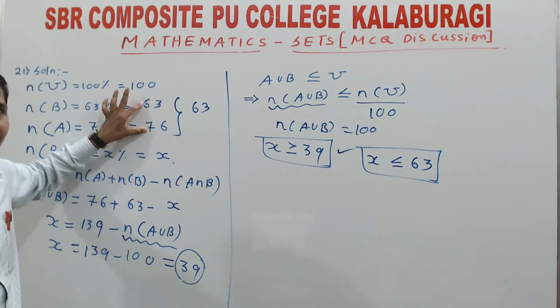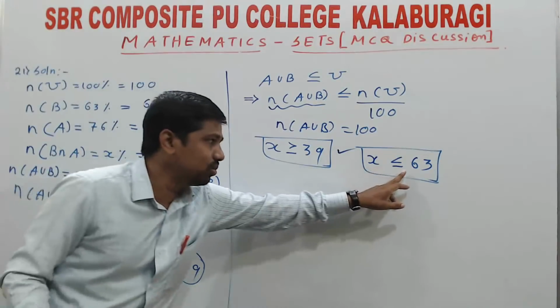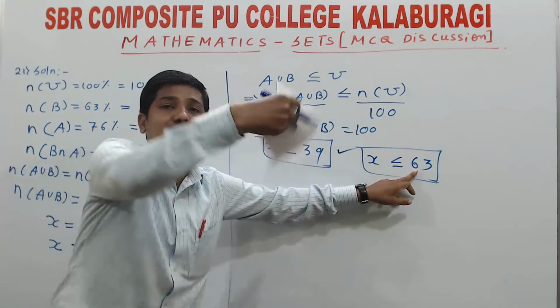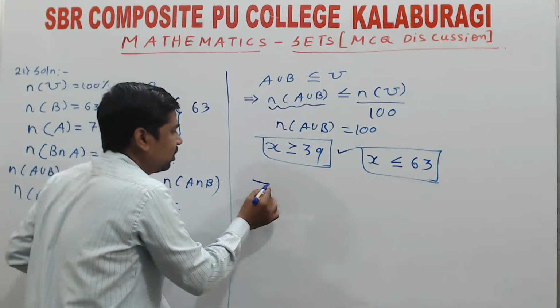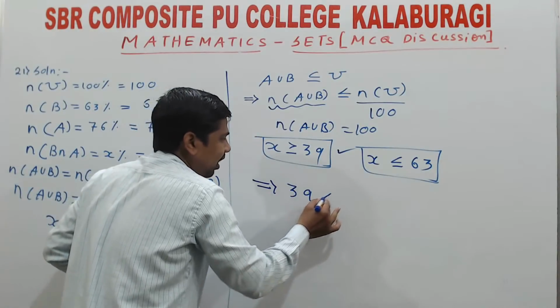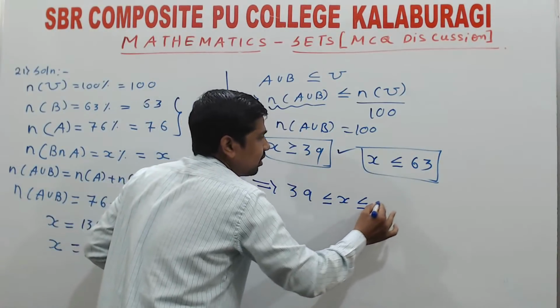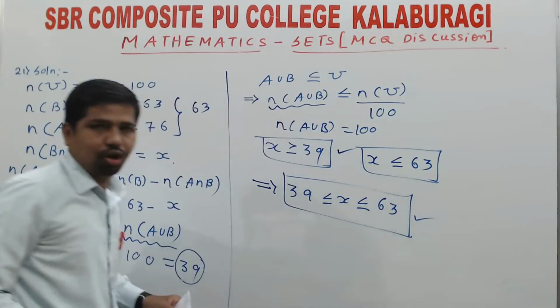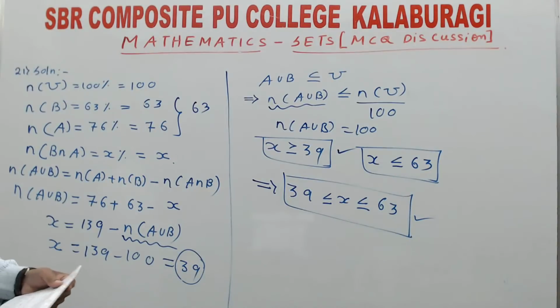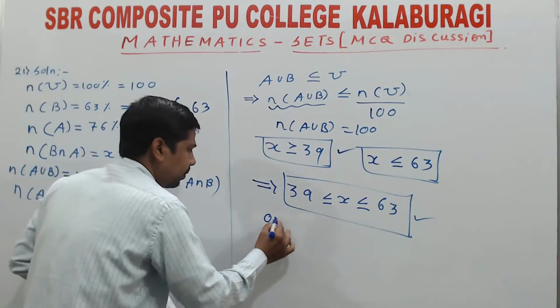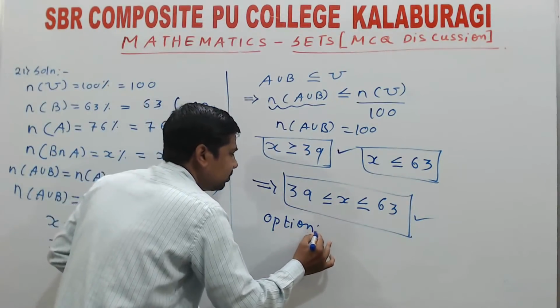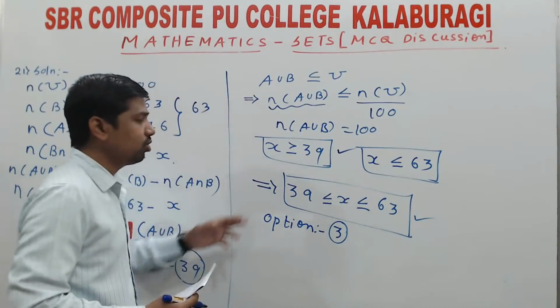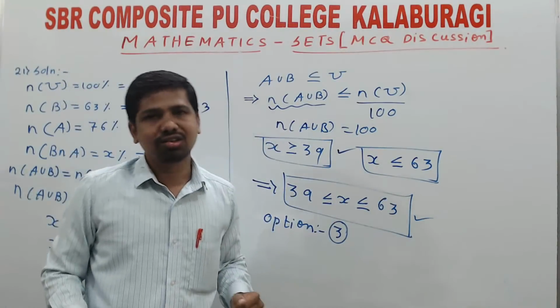Maximum I can take 63 common. So 63 is the maximum, I cannot take more than 63. Which implies x is lying from 39 to 63, right? So this is your correct option. Which option is it? Your third option is correct. Option 3 is correct. So minimum common is 39 and maximum common is 63.